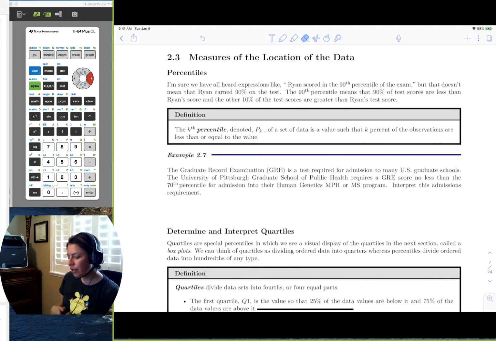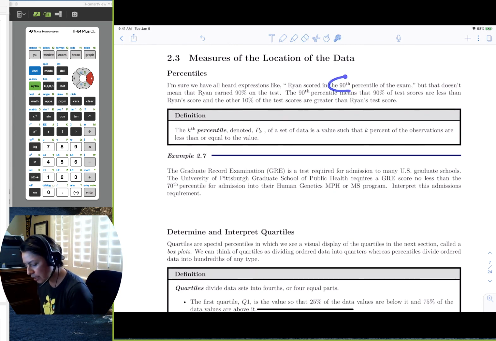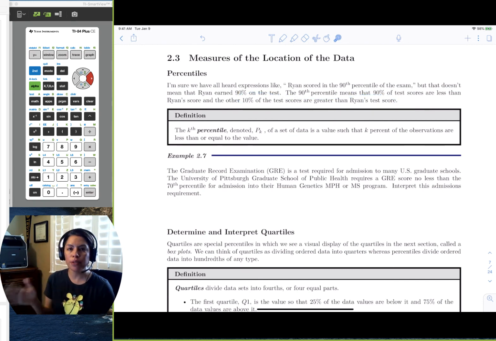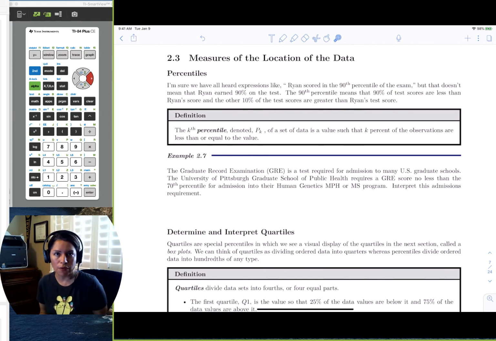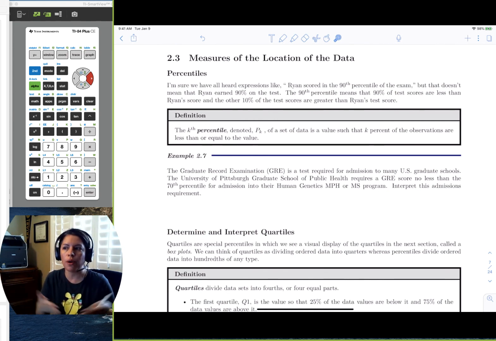So for example, if we said that Ryan had scored in the 90th percentile, it means that 90% of the test scores are less than Ryan's score and 10% of the test scores are greater than Ryan's score. So only 10% of all students who took that test did better than him, and he did better than the other 90 percent of the scores. It doesn't mean he actually scored 90 out of 100. We don't actually know Ryan's score. We just know that all the scores are 90% less than his score, wherever his data location is.